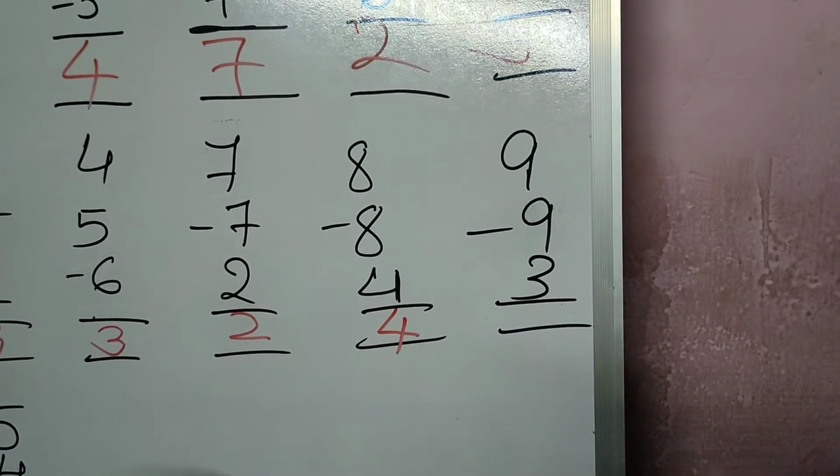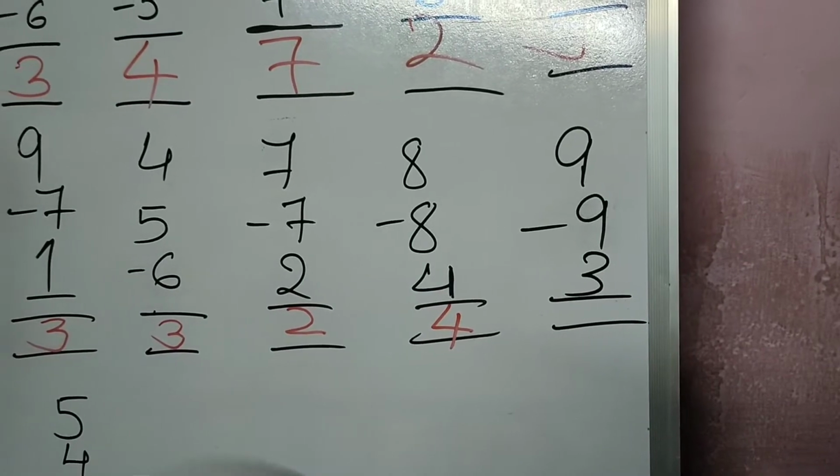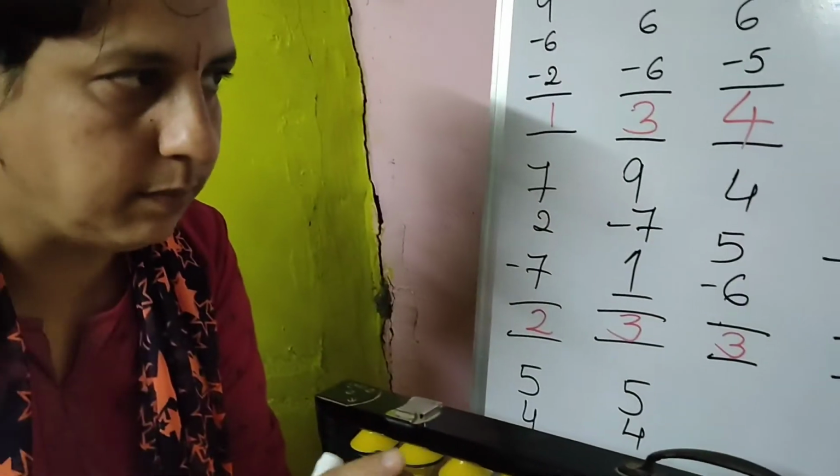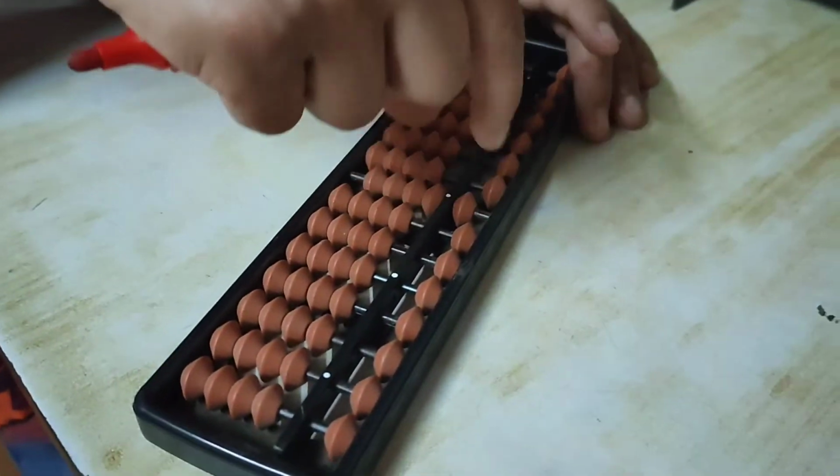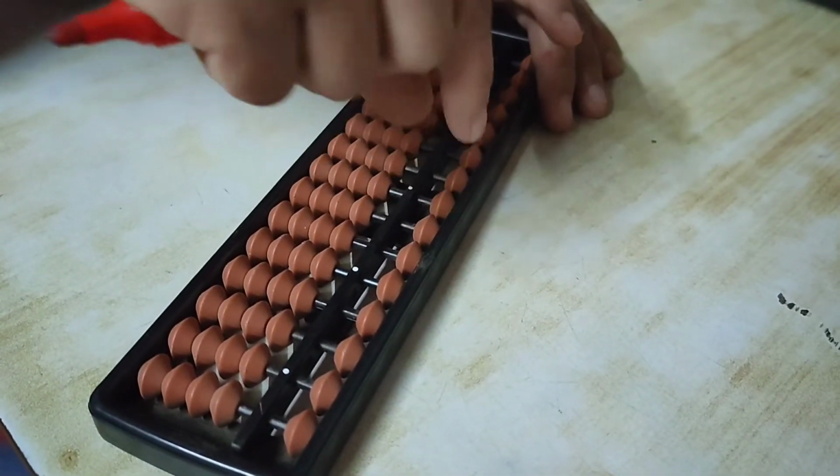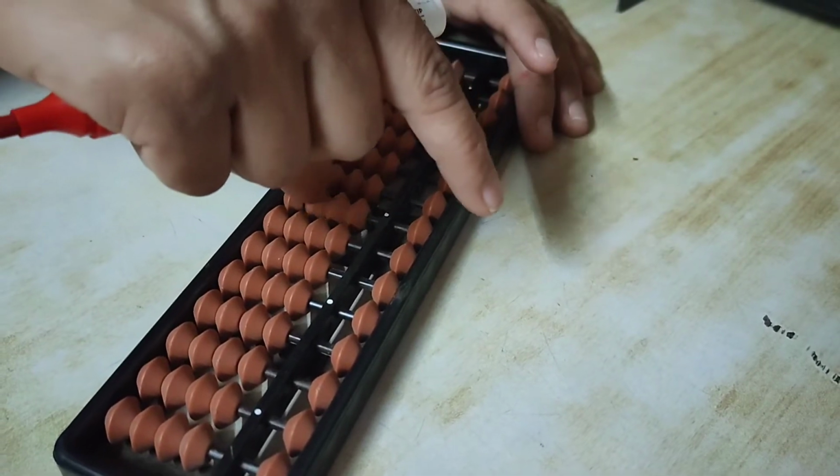Next. How I am doing here? In your small abacus, like that only you have to do in your house. 9 minus 9, 3. See here. 9 minus 9 means completely cancel it. Minus 9. Then plus 3 is there. Answer is 3.